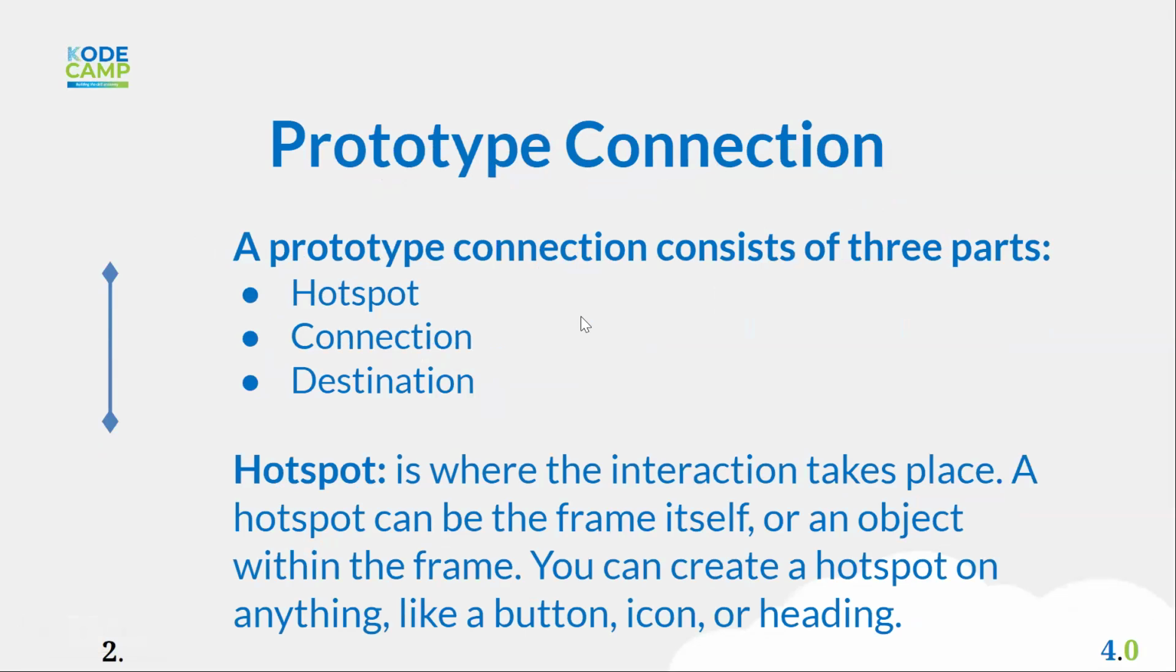The hotspot is basically where the interaction takes place. For instance, when you click on a button, what happens? The hotspot is the point of entry, the point of interaction. A hotspot can be on a frame itself or on an object in a frame. You can have your mobile frame and want to navigate from one frame to another, for example from the home page to the settings page. You can also create hotspots on buttons, icons, any element on it, even your text. You can make it a point of interaction.